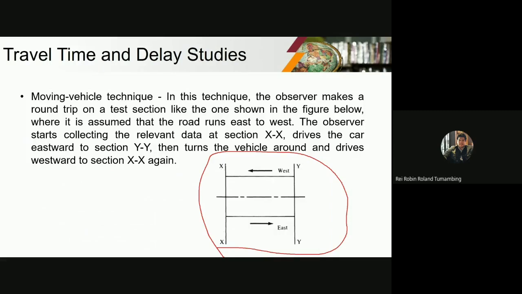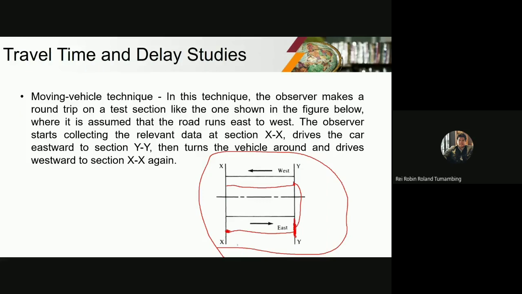So, in simpler terms, you start at XX. You start gathering the needed or important data while you are driving the car towards section YY. When you reach YY, that is not yet your endpoint. You also have to consider going westward. So you turn around there. Then, from this point, you drive west to section XX. And again, you have to gather the needed data in order for you to analyze travel time and delay.